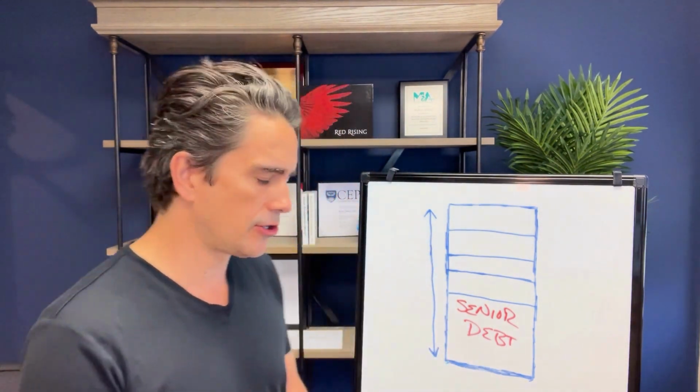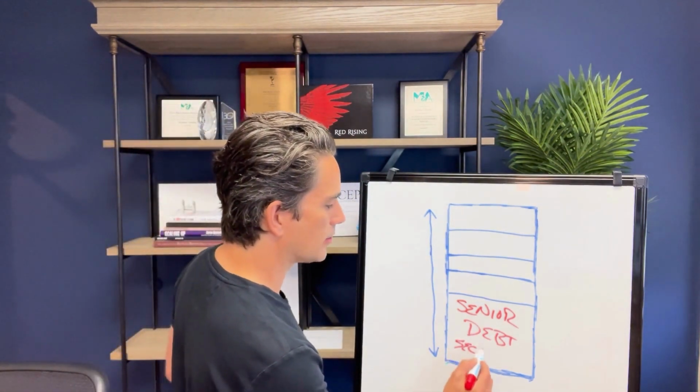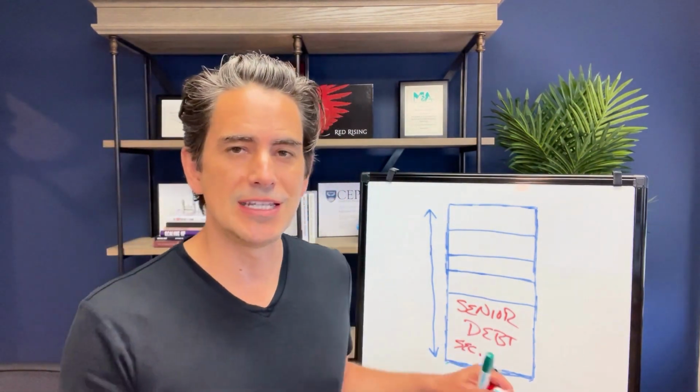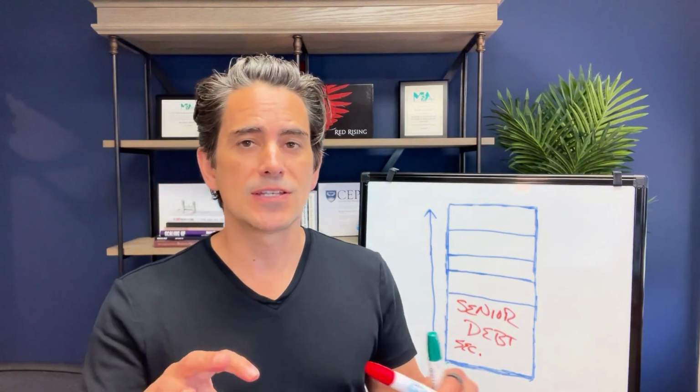The mortgage on your house is senior debt. It's secured, okay? You could write that, secured. I'll just put sec. So secured debt means there's collateral, okay? And this collateral is basically like, hey, if you don't pay us, we're gonna take your house. And same with a business. You stop paying us, we're gonna take your business.